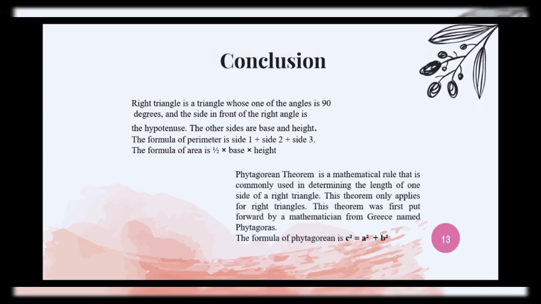And the Pythagorean theorem is a mathematical rule that is commonly used in determining the length of one side of a right triangle. This theorem only applies to right triangles. This theorem was first put forward by a mathematician from Greece named Pythagoras, and the formula of the Pythagorean theorem is c squared equals a squared plus b squared.